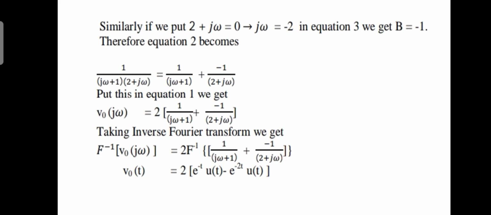Therefore equation 2 becomes 1 by (j omega + 1)(2 + j omega) equal to 1 by (j omega + 1) plus minus 1 by (2 + j omega). Putting this in equation 1, we get V0(j omega) equal to 1 by (j omega + 1) plus minus 1 by (2 + j omega). Taking the inverse Fourier transform, we get V0(t) equal to e^(-t) u(t) minus e^(-2t) u(t).